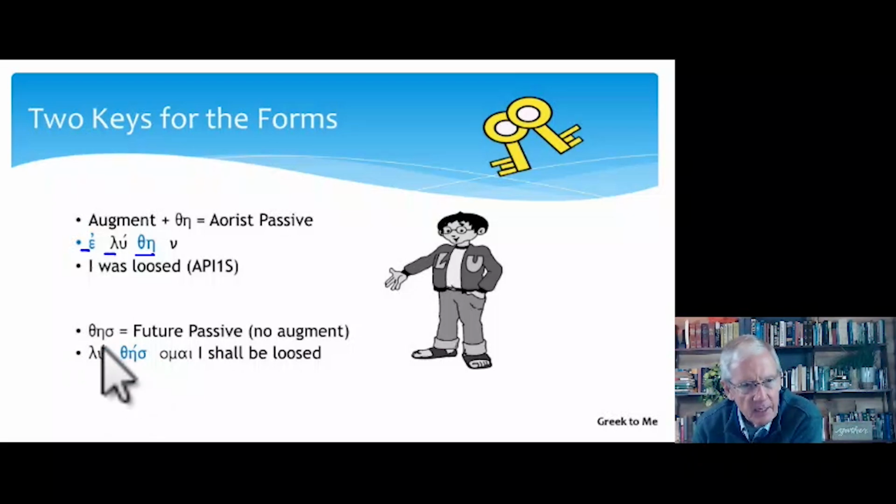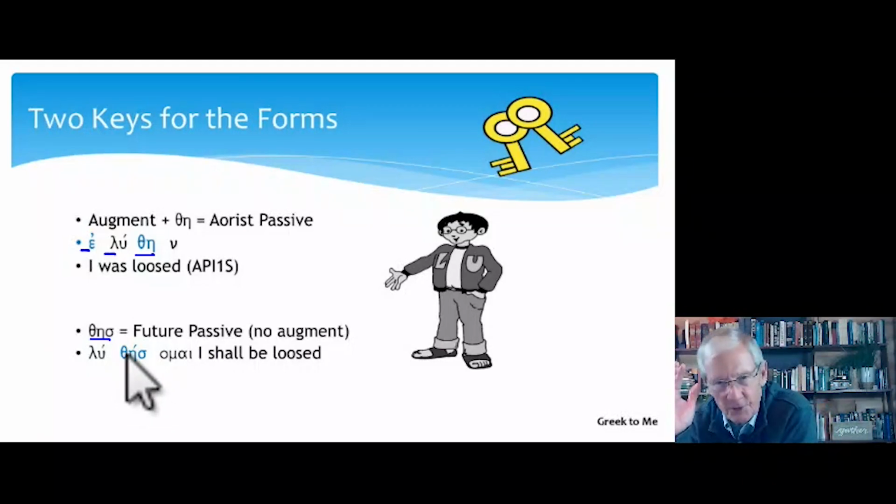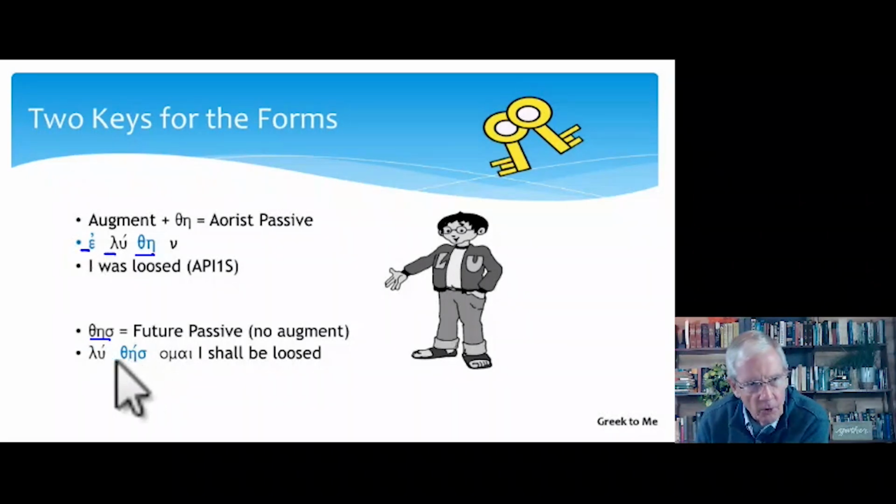Now, the other key for this principal part is when you see a theta, eta, sigma. That's your future passive indicative, and there's no augment. Remember, augments only occur in the past tenses with the imperfect and the aorist forms. So, our future passive here of the verb is luthesomai. There's our theta, eta, sigma. I shall be loosed.